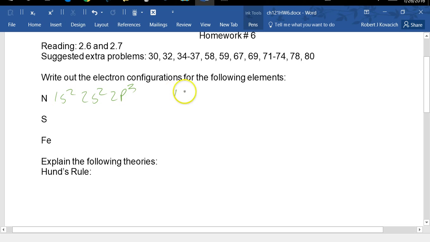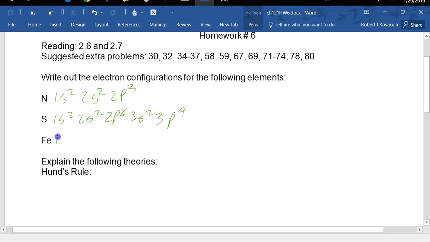Sometimes you might see this written 1s2, 2s, 2p3, where they don't put the other 2 for the second energy level in. I don't really like that. It's a little bit more confusing, but it doesn't really matter. It's fine. So what do I need for sulfur? Sixteen. All right. 1s2, 2s2, 2p6, 3s2, 3p4.